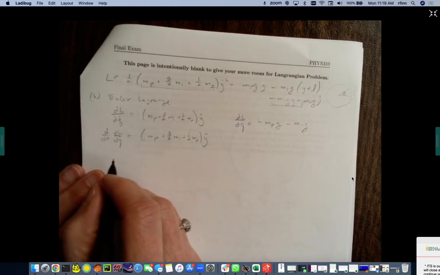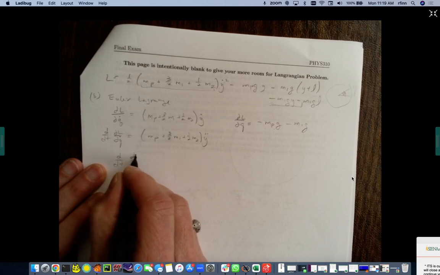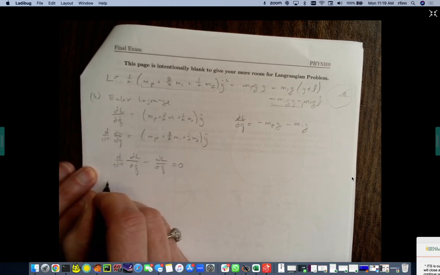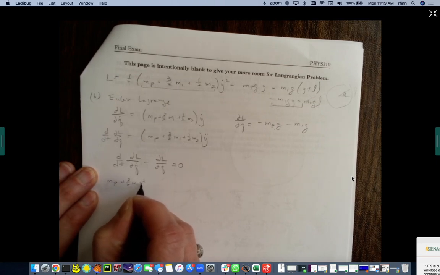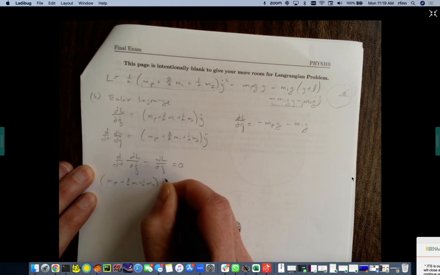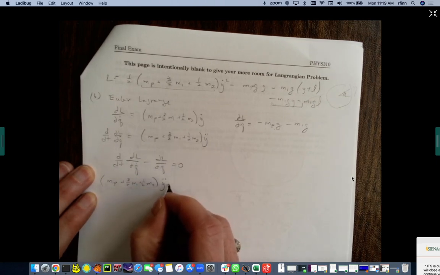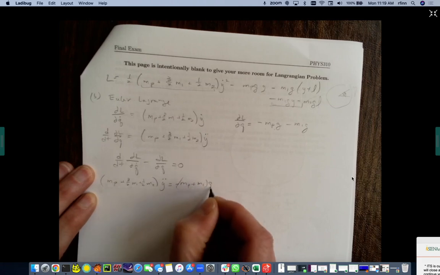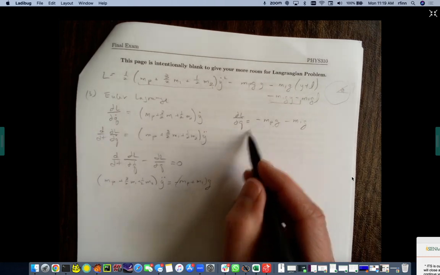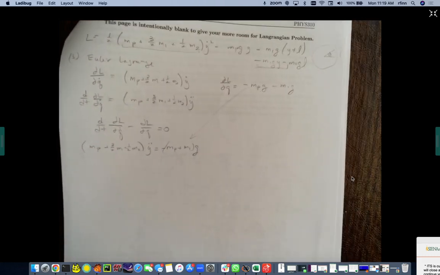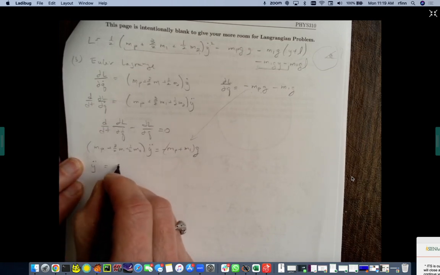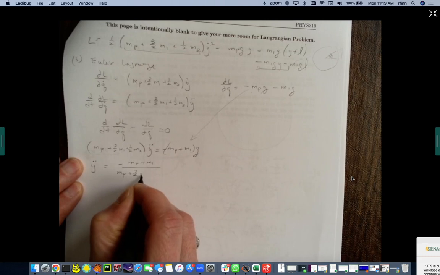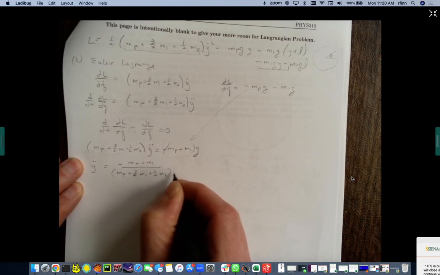Now we can use our Euler-Lagrange equation: d/dt of dL/dq dot minus dL/dq equals 0. So we have (mp plus 3/2 m1 plus 1/2 m2) y double dot, and I'm going to bring the other term to the other side, equals minus (mp plus m1) g. I brought that over onto that side and factored out the g. So our acceleration, y double dot, equals (mp plus m1) divided by (mp plus 3/2 m1 plus 1/2 m2), times the acceleration of gravity.